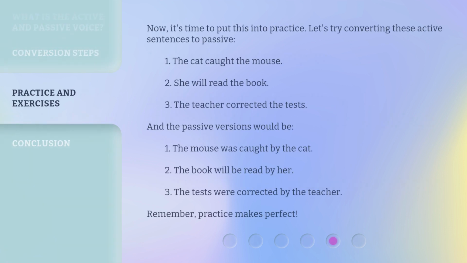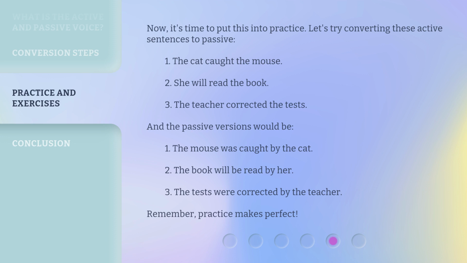Now, it's time to put this into practice. Let's try converting these active sentences to passive. 1. The cat caught the mouse. 2. She will read the book. 3. The teacher corrected the tests.